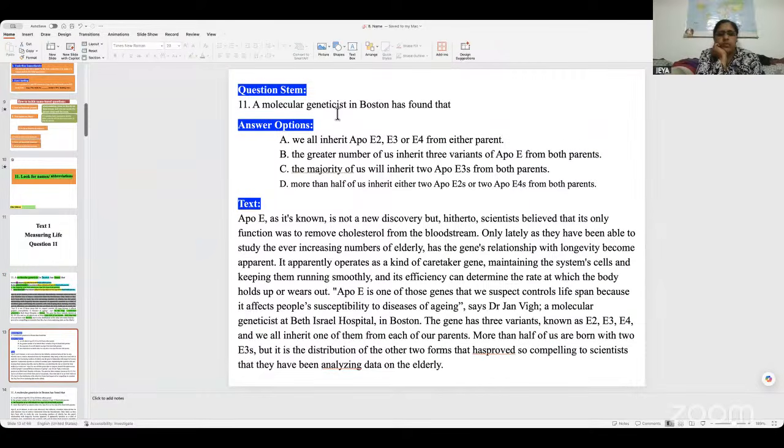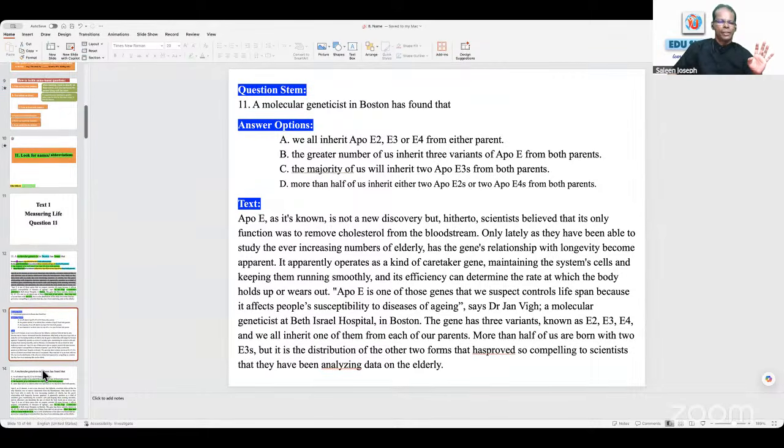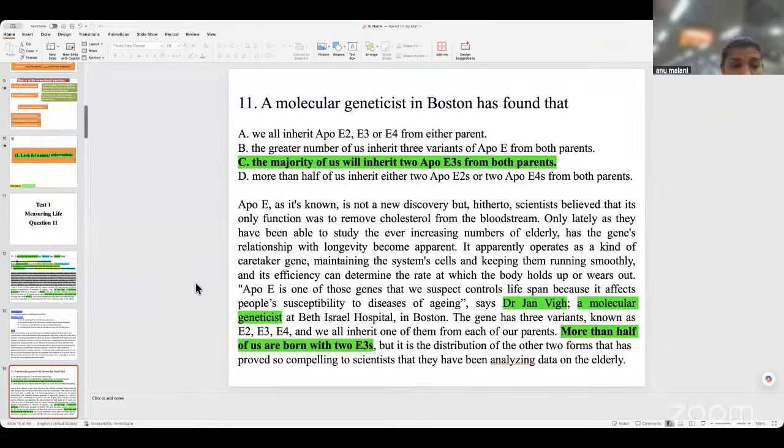Now, for the beginners, this is the question stem. 'A molecular geneticist in Boston has found that...' is known as the question stem. I will be using this repeatedly. If there are beginners, make sure this first line in the question is known as the question stem, and A, B, C, D are the answer options. When we say text or para, it means this third portion. So the answer is here.